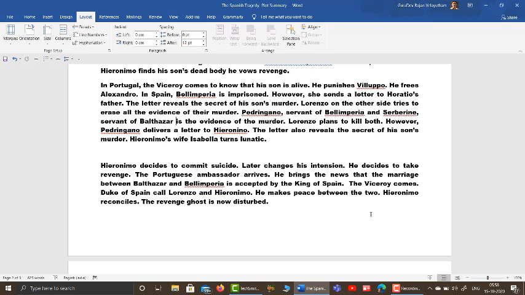Now at this point, Hieronimo's wife Isabella turns lunatic after the death of her son. Lunatic, that is, she goes mad. Now Hieronimo decides to take revenge because he confirms that his son was murdered by Lorenzo and Balthazar. So he decides to seek revenge for the murder of his son.